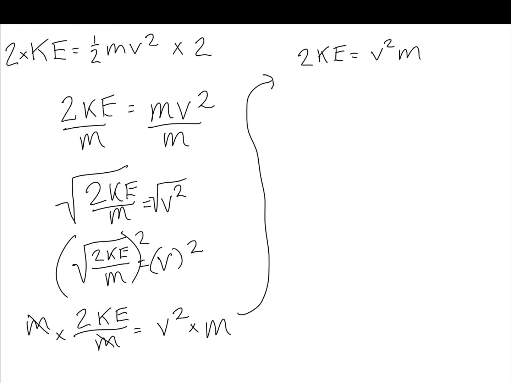So now the last thing that we'll need to do is divide both sides by v squared to isolate m. So now the equation is solved for m.